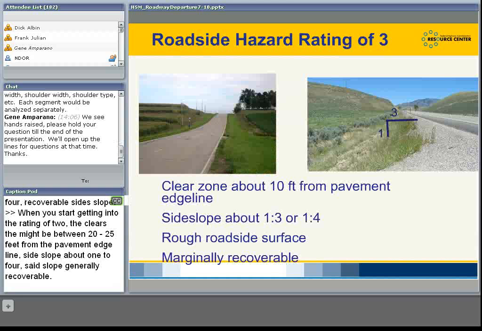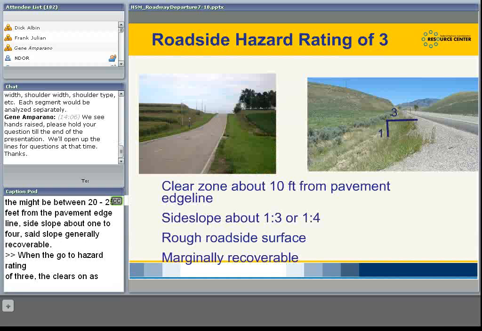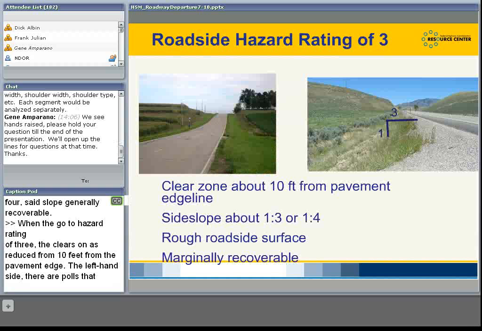When you start getting into a hazard rating of 2, the clear zone might be between 20 and 25 feet from the pavement edge line. The side slopes are about 1 to 4, and generally still recoverable.